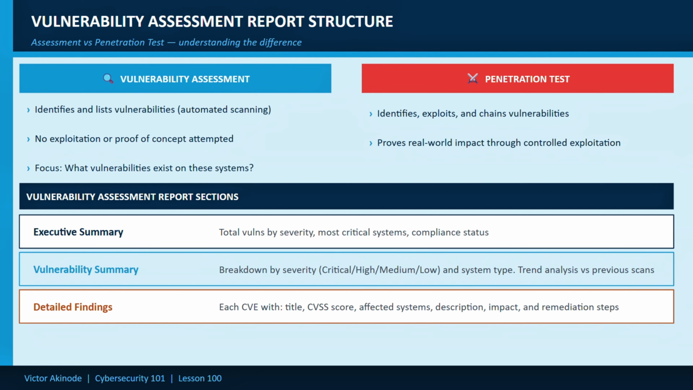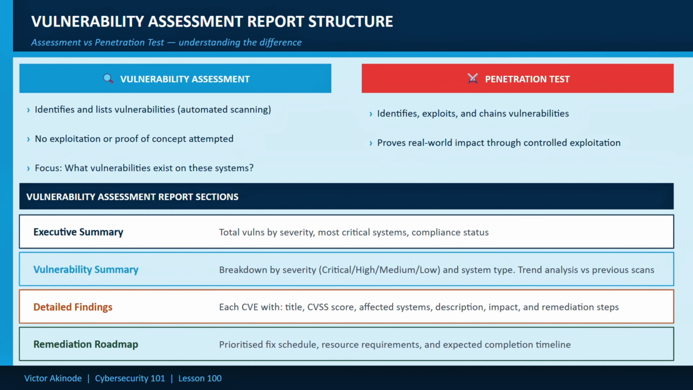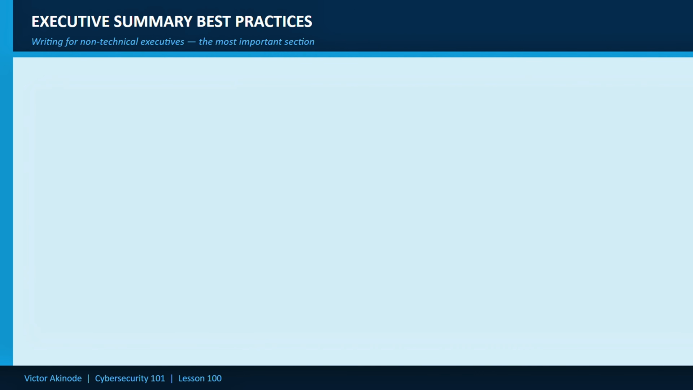It also documents affected systems with host names or IP addresses, description and impact, remediation steps, and references to standards. Lastly, we have the remediation roadmap, and this creates a prioritized fix schedule. It estimates resource requirements and projects an expected timeline for completion. Now let's move to executive summary best practices.